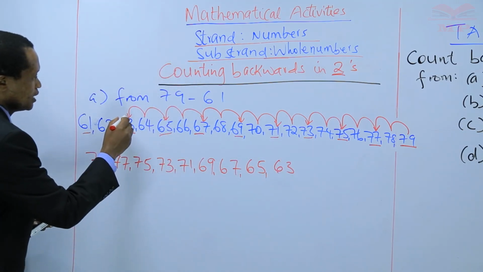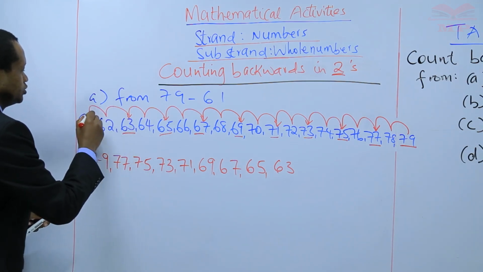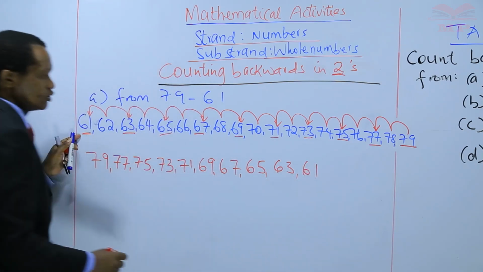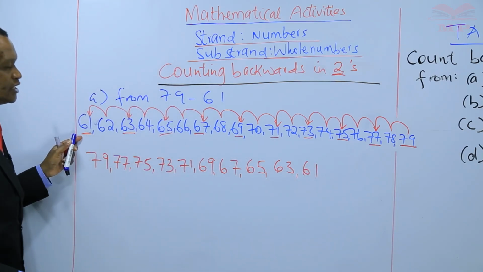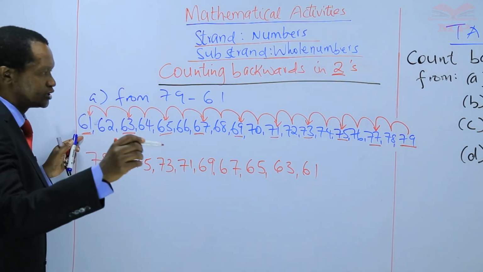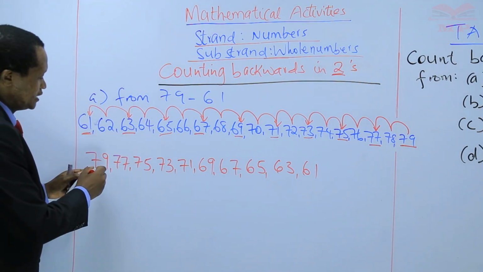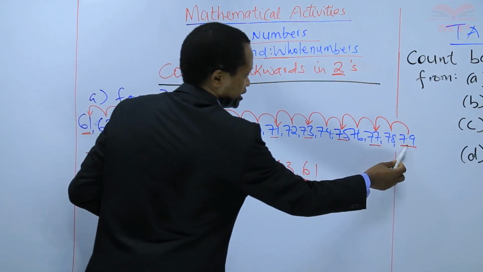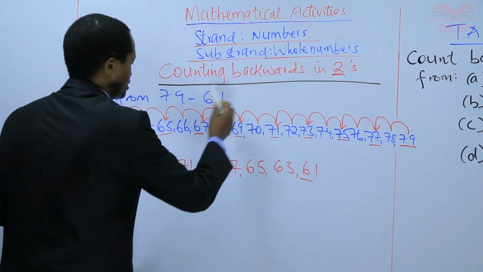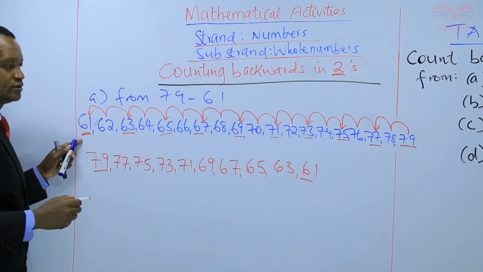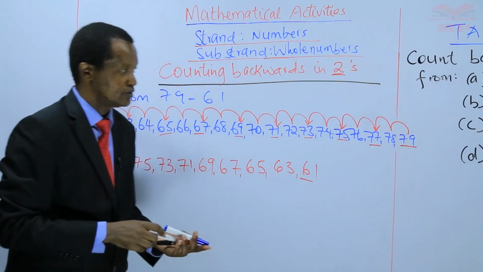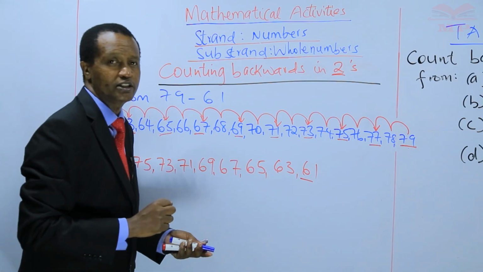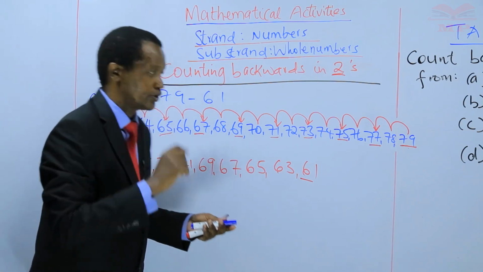Then at 63, we go back 2 times. 1, 2. So the last number is 61. So what have we done? We have counted backwards in twos from 79 to 61. Did you get the answer correct? If you got it correct, give yourself a mark. If you did not get it correct, please see where you went wrong and make the correction.